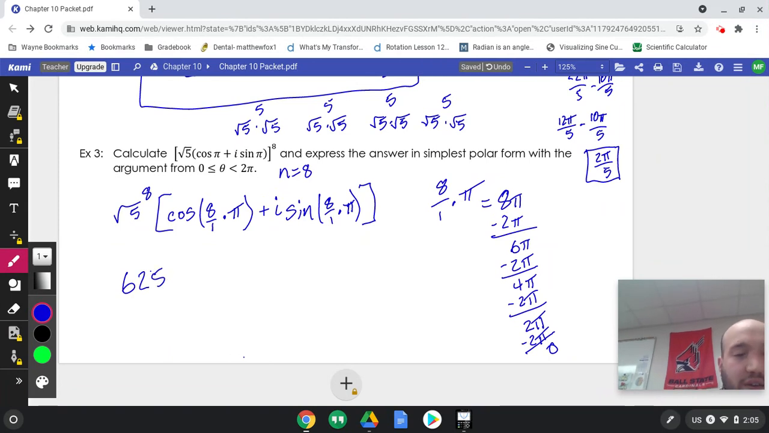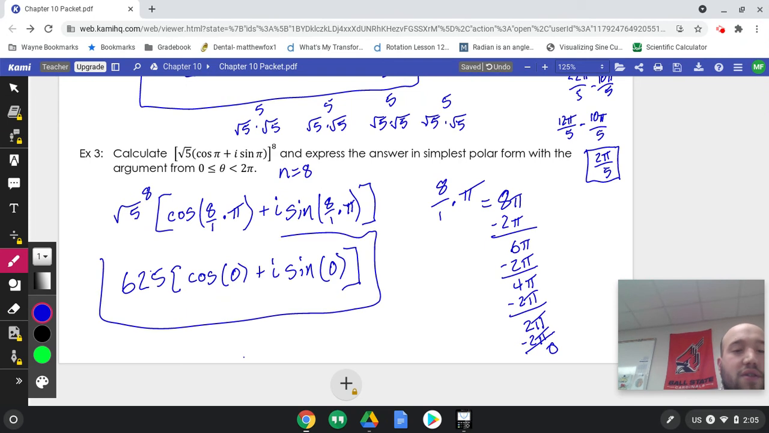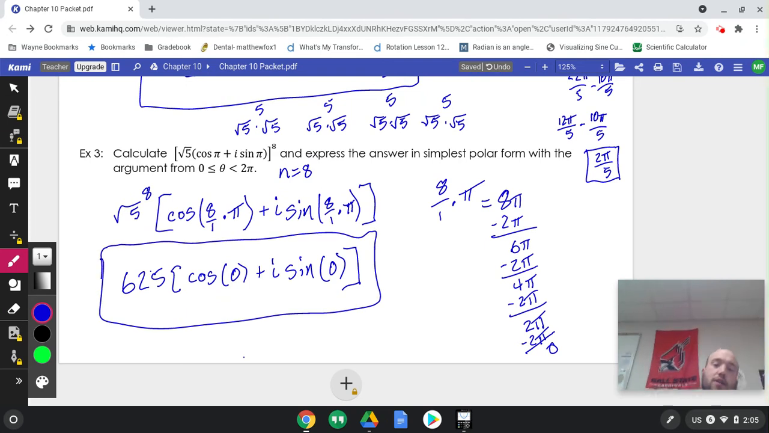So 625, and then it's cosine, and we found cosine of 0 plus i sine of 0. And that is our final answer. So we're done.